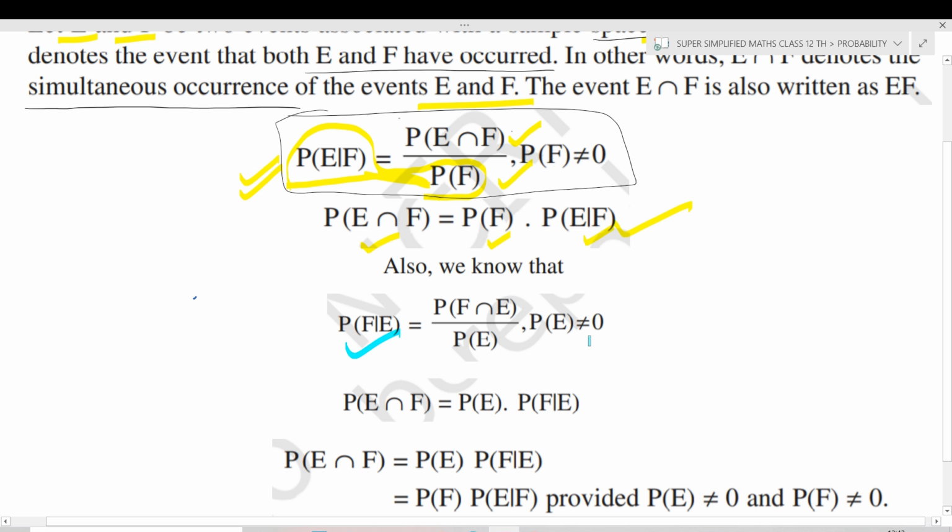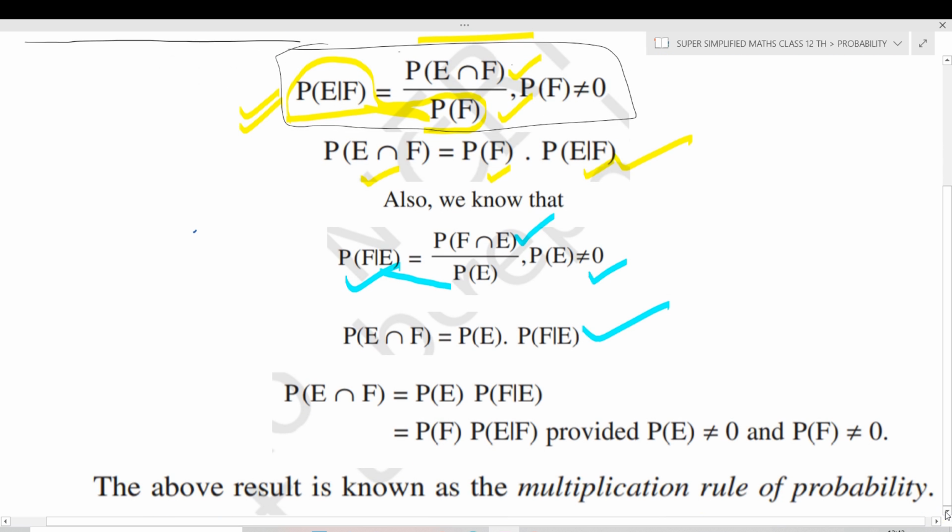And here in both the cases, the denominator should not be 0. In the above case, probability of F should not be 0, and in this case, probability of E should not be 0. So here again we cross multiply these two expressions, and we get an expression for P of E intersection F. So probability of E intersection F comes out to be probability of E into probability of F by E. And we have got a similar expression above from the conditional probability of E, knowing that F has already occurred.